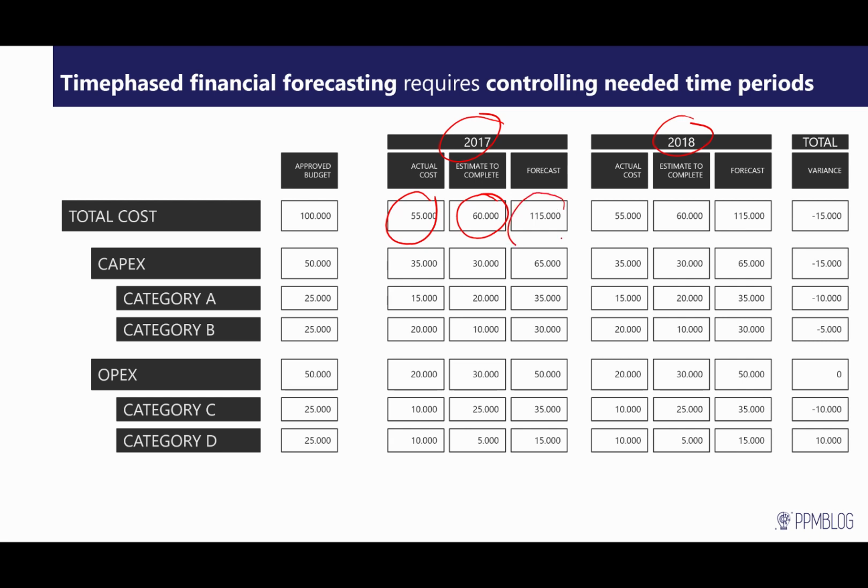The forecasting we will still have, allowing us to forecast how much money we are going to spend on the project or the initiative by the end of the year. The same thing applies for 2018, and again we should probably also work the totals, which is the number we'll be using for tracking the overall investment and the business case.